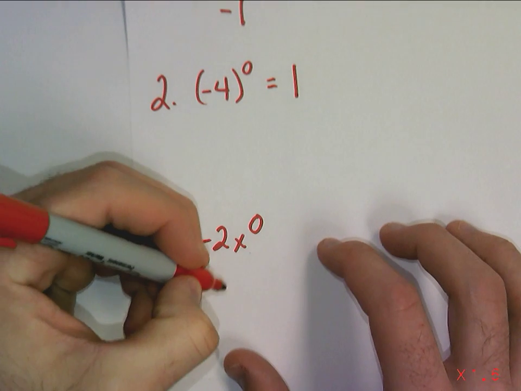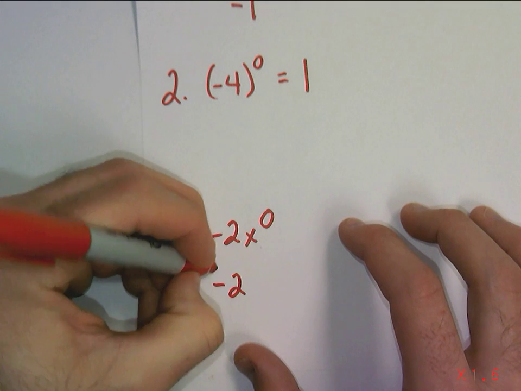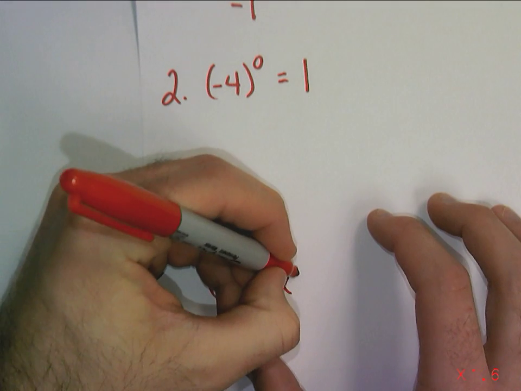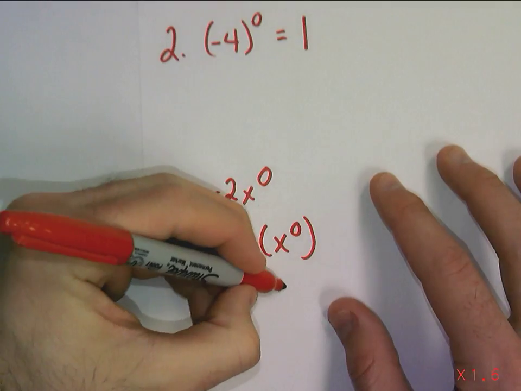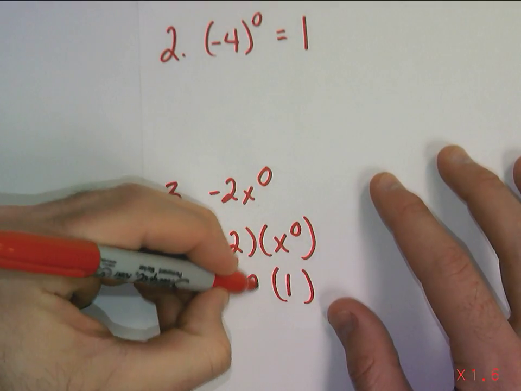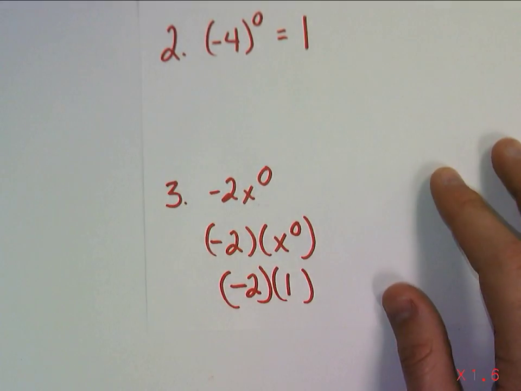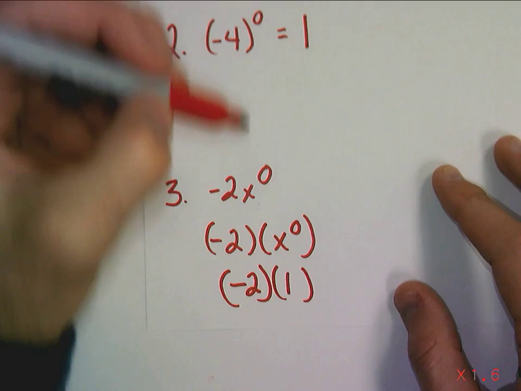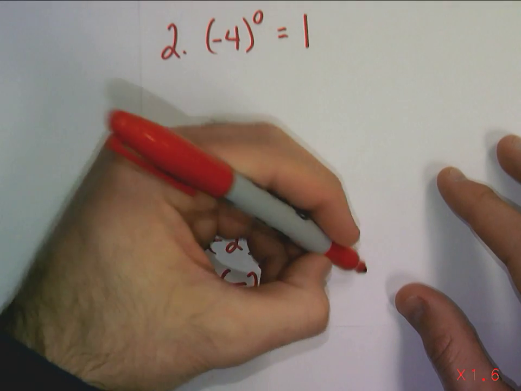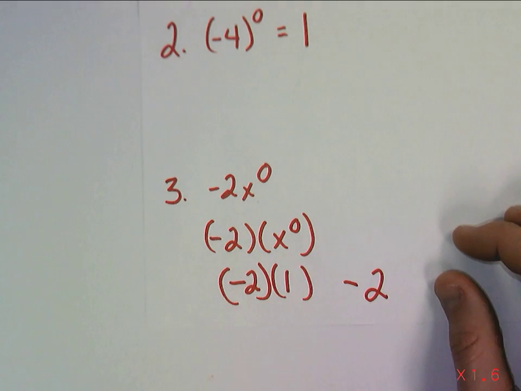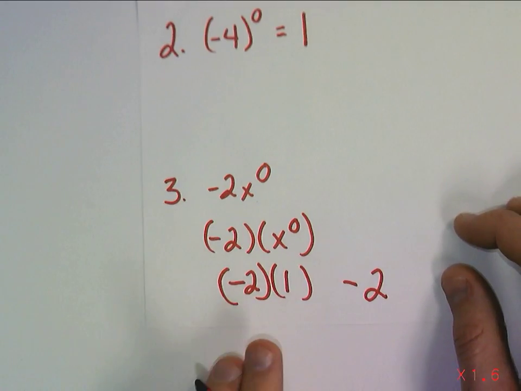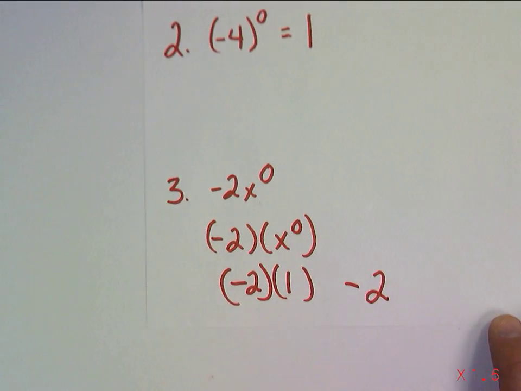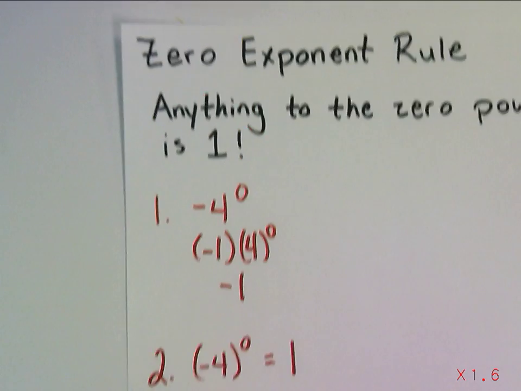So this one here says negative 2 times x to the 0 power. So x to the 0 is 1, times negative 2 would be just negative 2. So in that case, your answer is negative 2. Let you copy that down. So that's your zero exponent rule.